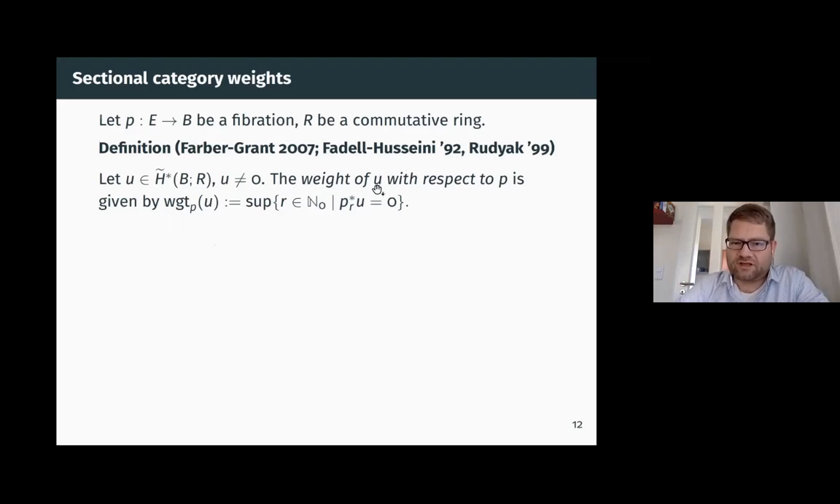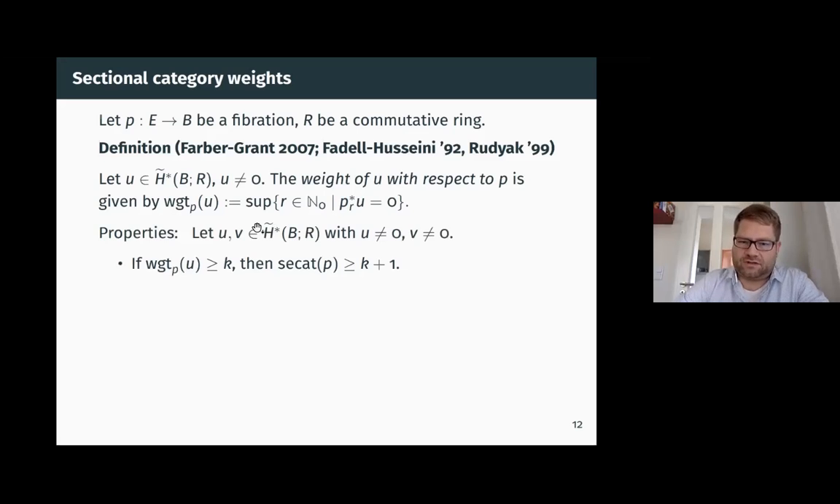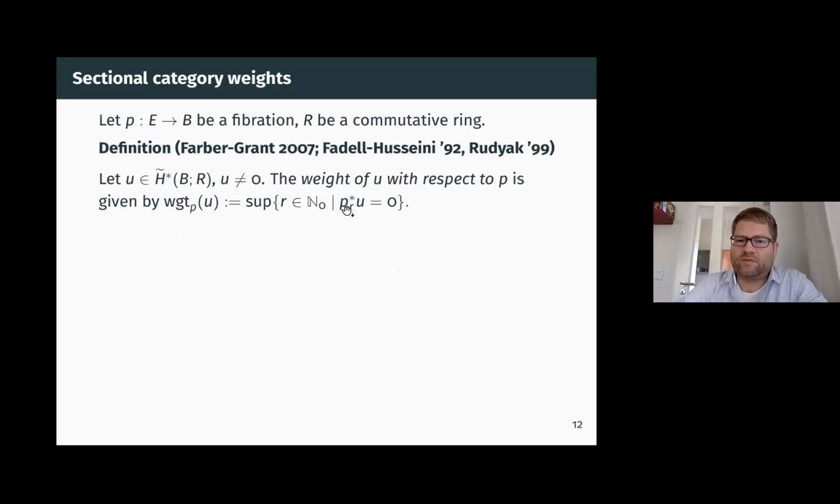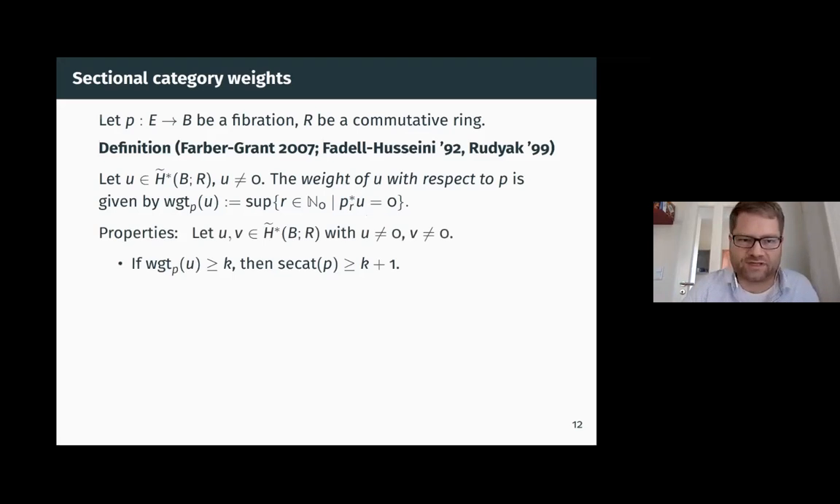If we have a reduced cohomology class, a class of positive degree, which is non-vanishing, we define the weight of the class with respect to this fibration as the biggest number r such that the pullback of this class by the rth fibration is vanishing. And remember, the sectional category is the number where P_r has a global section, and the necessary condition for P_r to have a global section is that P_r upper star is injective. So if we have such a class in the kernel of P_r upper star, this destroys the injectivity already. And this is the connection that we get to sectional category.